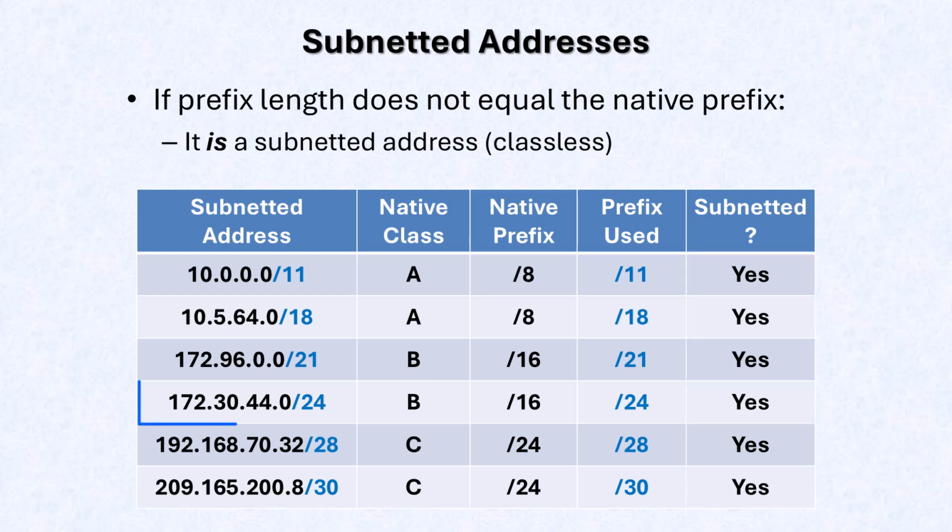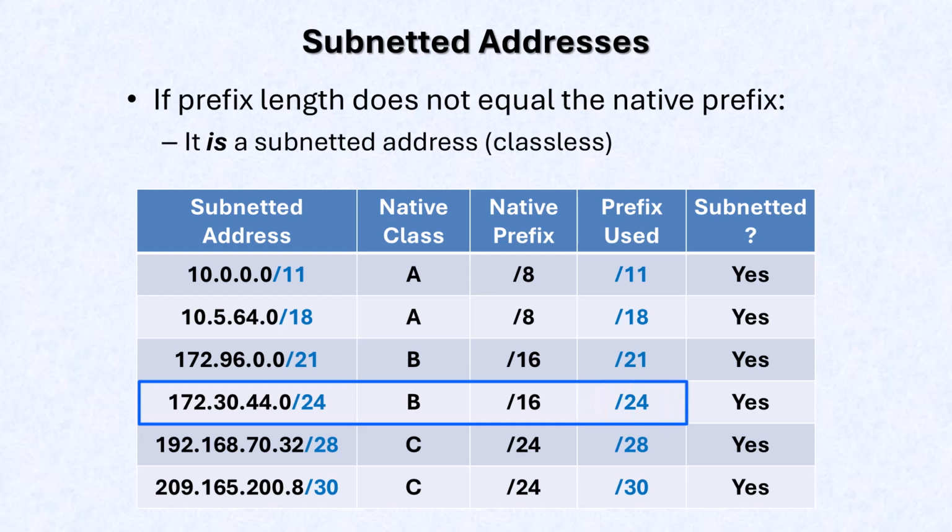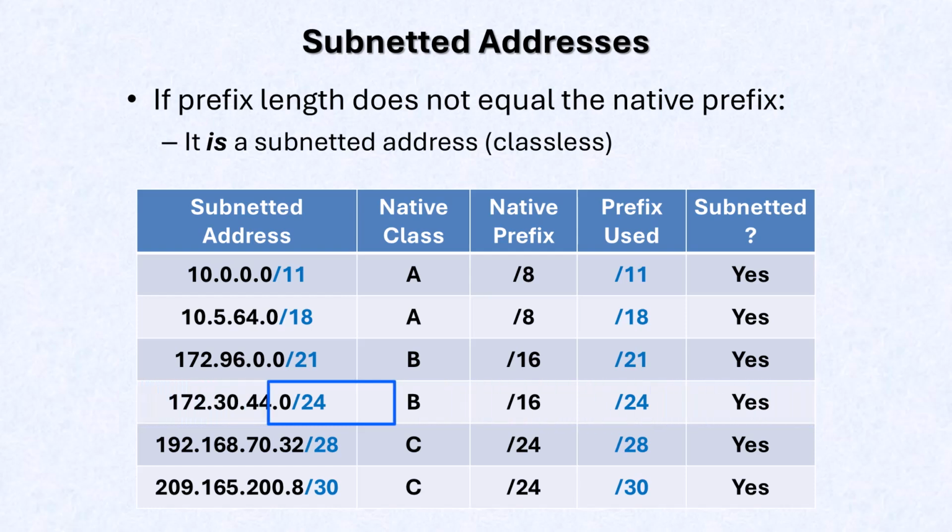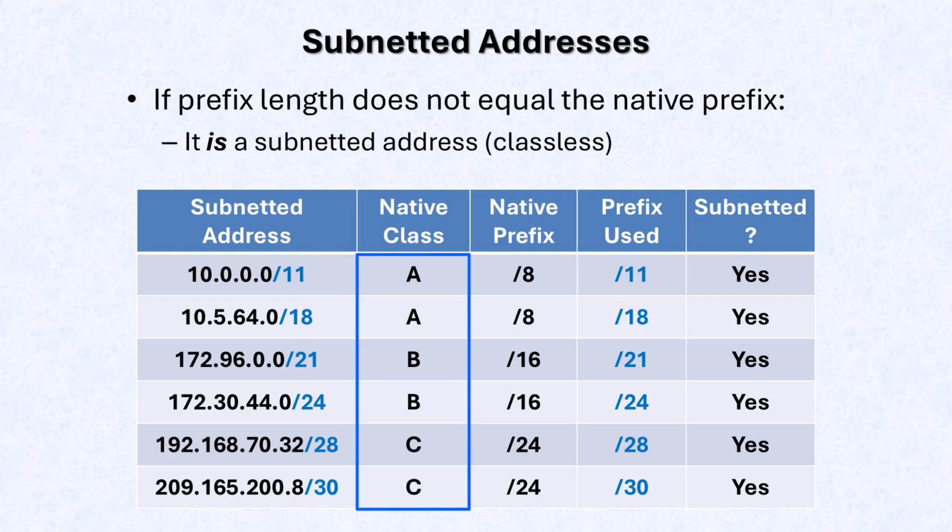Pay special attention to the address with the /24. Since the first octet is 172, it is natively a Class B address. So its native prefix length is /16. However, since a /24 is being used, it can be concluded that this address has been subnetted. Keep in mind that simply using, for example, a /24 does not change the native class of an address to a Class C. The native class of an address can never be inherently changed.